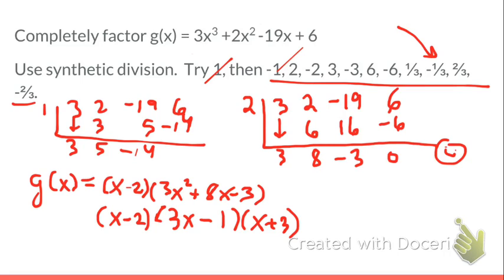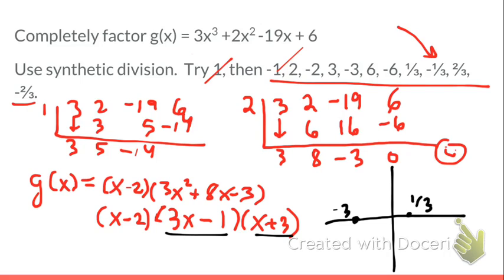Alright, now we might as well graph g of x. We've got a little room over here, so this will be the last thing we do. So we're going to plot our zeros. We know there's a zero at negative 3 over here. We know there's a zero at 1/3 from this factor. And the third is at 2.